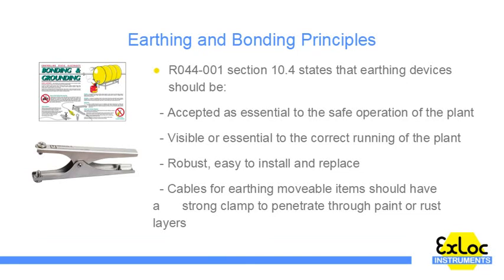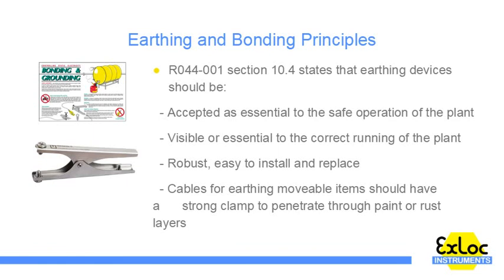R044001 section 10.4 states that important features in the design of earthing devices are: A. They should be recognised as such and be accepted as essential to the safe operation of the plant. B. They should either be clearly visible or be essential to the correct functioning of the plant so that any shortcomings are quickly detected.